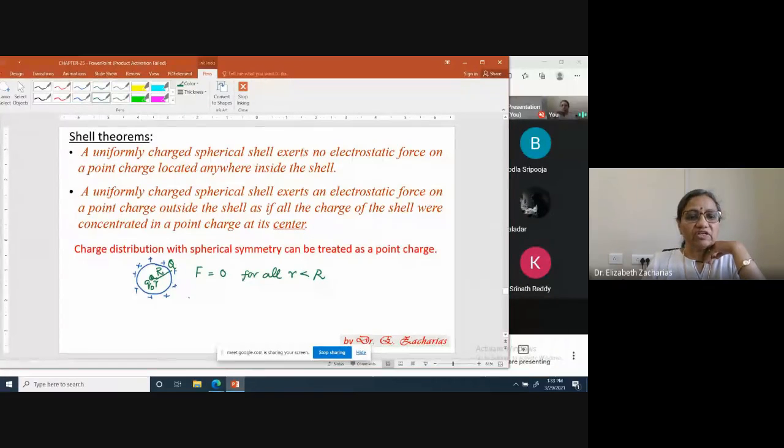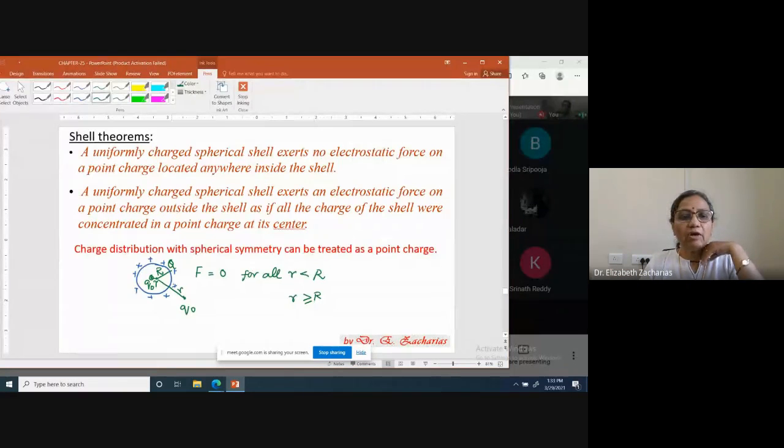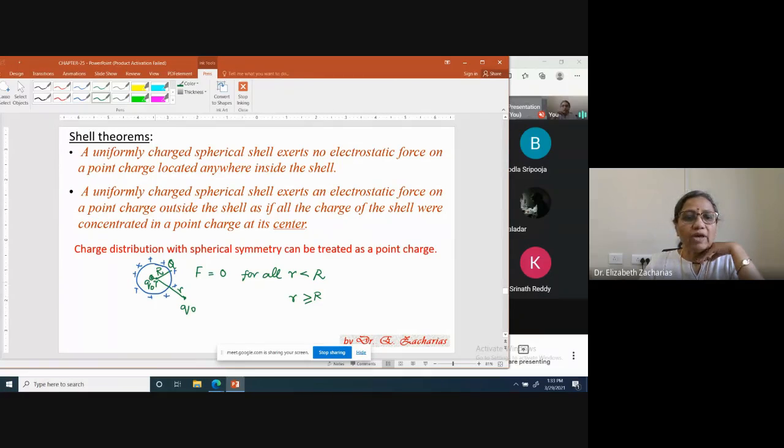But the second theorem says that if your charge Q naught is outside, at a distance small r greater than or equal to capital R, then the charge Q naught, which is outside the shell, will now not be able to see this as a sphere. It will see this entire capital Q as a point charge. The shell will be seen as a point charge by Q naught. Q naught is outside that sphere. So Q naught will see the shell as a point charge containing this charge Q. And where is this point charge? The point charge is located at the center of this shell.